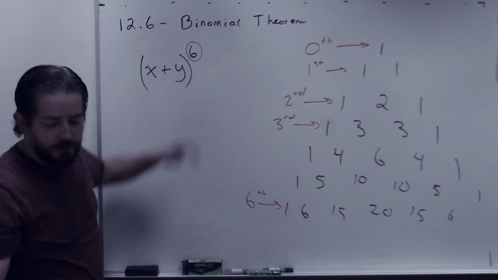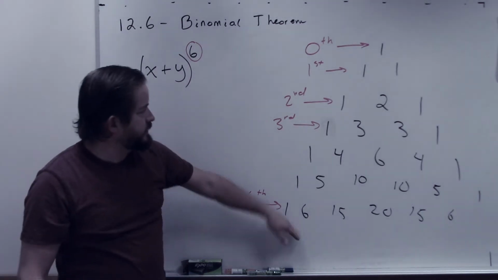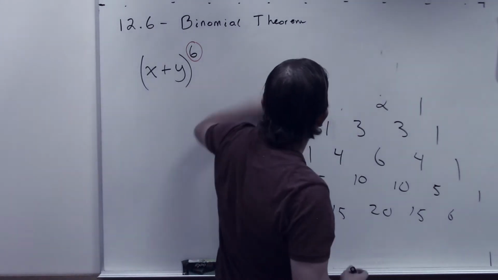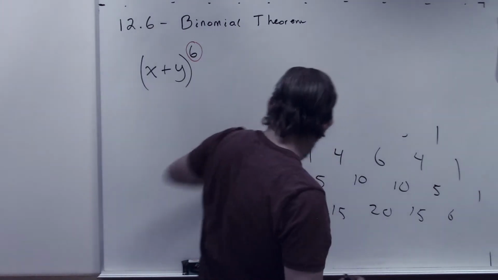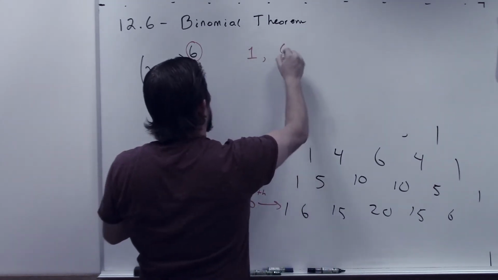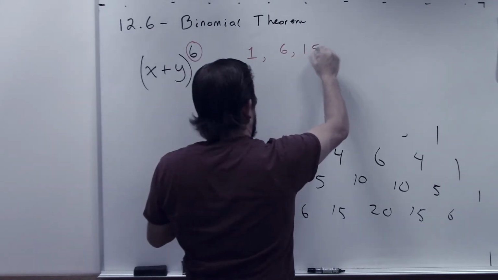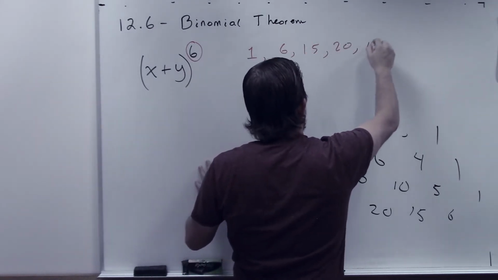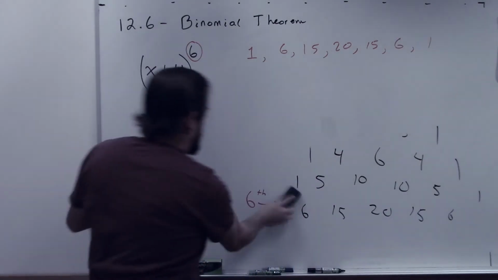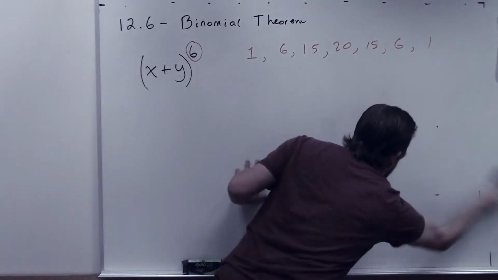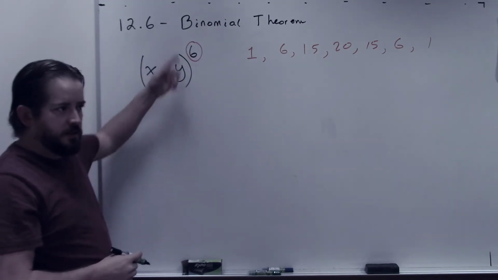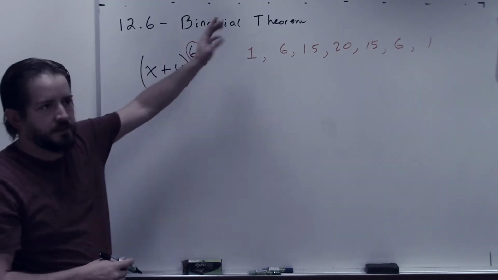to the 6th. So I'm going to take this and just write it up because I need some room here. Here, my coefficients are 1, and then 6, 15, 20, 15, 6, and 1. And then the coefficients go in front of the result of taking x times x times x times x, and then x times x times x, and then a y, and all that.